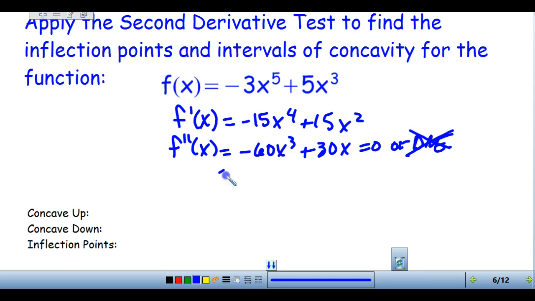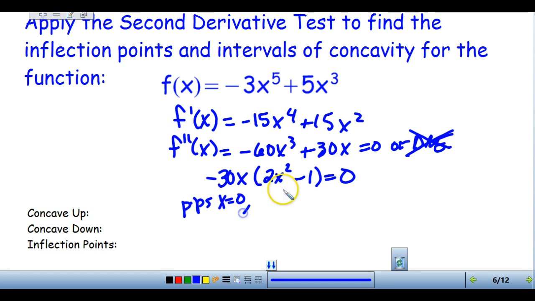I can go ahead and take a negative 30x out of both terms. That leaves me with 2x squared minus 1 is equal to 0. Okay, if I want to go ahead and solve this, I could get my PIPs. My PIPs are going to be at x equals 0, and then x equals plus or minus the square root of 1/2.